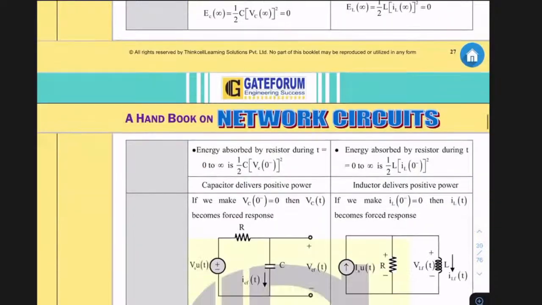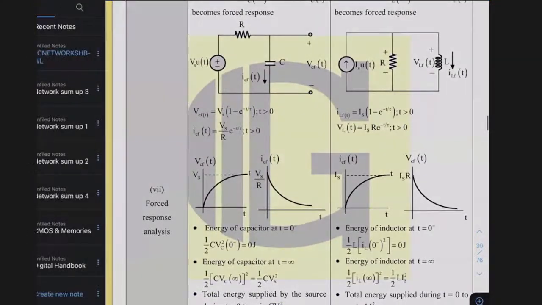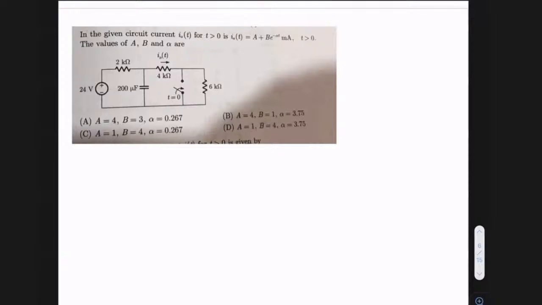Intentionally, I have taken two questions here. One is from this RC circuit, one is from this RL circuit. See the question carefully. In the given circuit, we are supposed to find this I naught(t). What is this I naught(t) for t greater than 0? If I naught(t) is represented like A plus B into e raised to power minus alpha t milliampere for t greater than 0, then what are the values of A, B, and alpha?